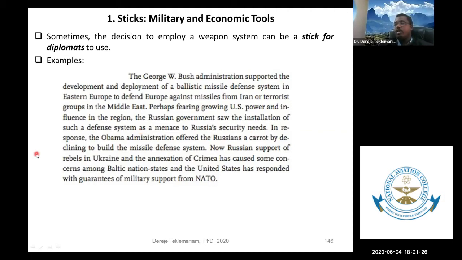So, in response to this fear, later the Obama administration offered the Russians a carrot. Obama offered Russians a carrot by declining to build the missile defense system. You see, it is the result of what you call stick-and-carrot diplomacy. Now, Russian support of rebels in Ukraine, even the annexation of Crimea, has caused some concerns even among some Baltic nation states, and the United States has responded with grants of military support from NATO.